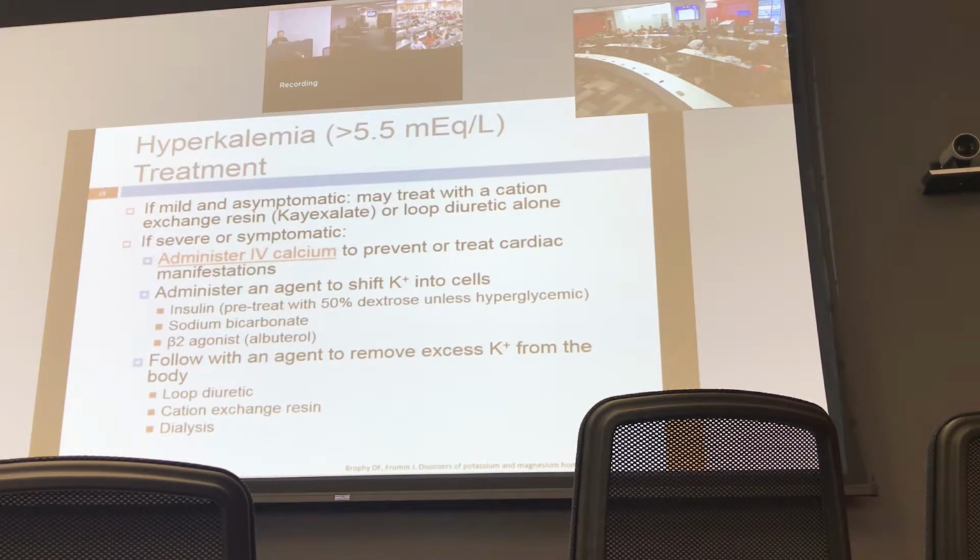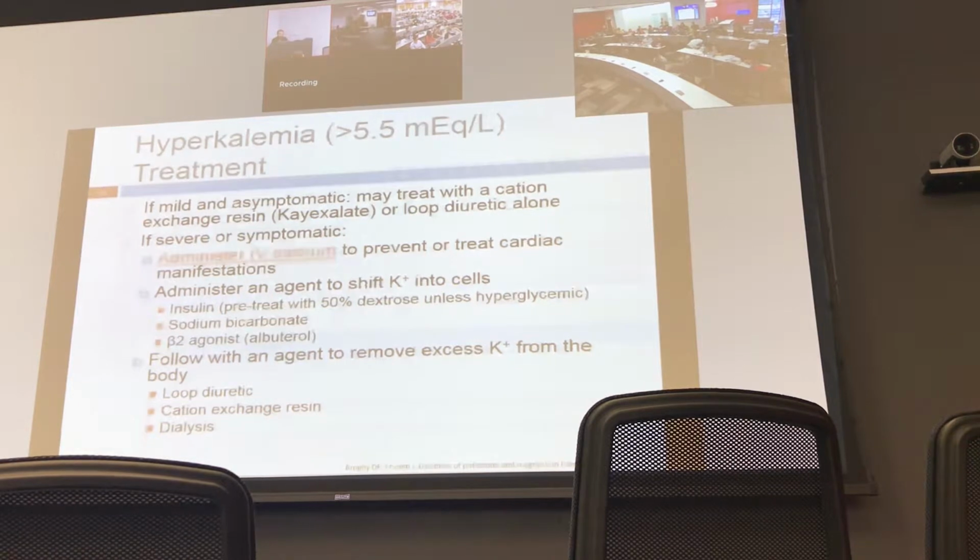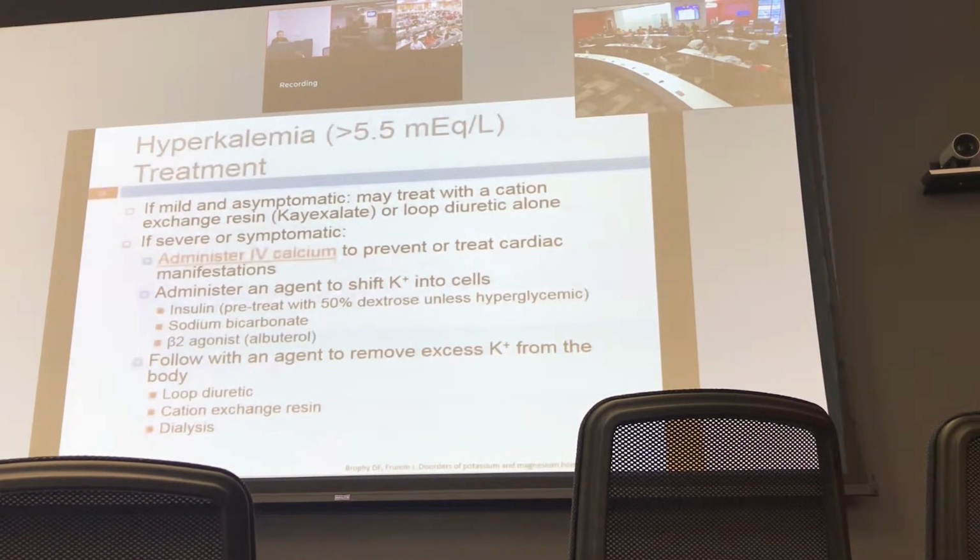So unless the patient's already hyperglycemic, you generally do want to give dextrose before you give the insulin, because obviously this can also cause hypoglycemia. So this does change your serum potassium levels, but it doesn't change your whole body potassium levels, right? We're just moving it away, which is a temporary fix, which maybe lasts an hour or two. So in order to ultimately fix the issue, we can remove the excess potassium from the body.